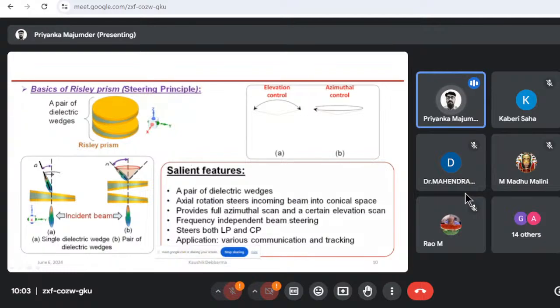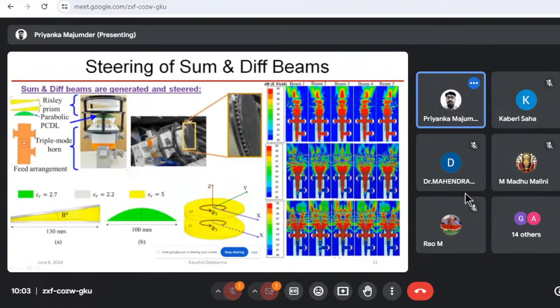I'm pretty sure we know that light, or for that matter any electromagnetic wave, has different types of polarizations. These are LP and CP. Now, this kind of steering principle can be used for various communication and tracking applications, and we decided to go forward with that. And this is the actual design that we went with.